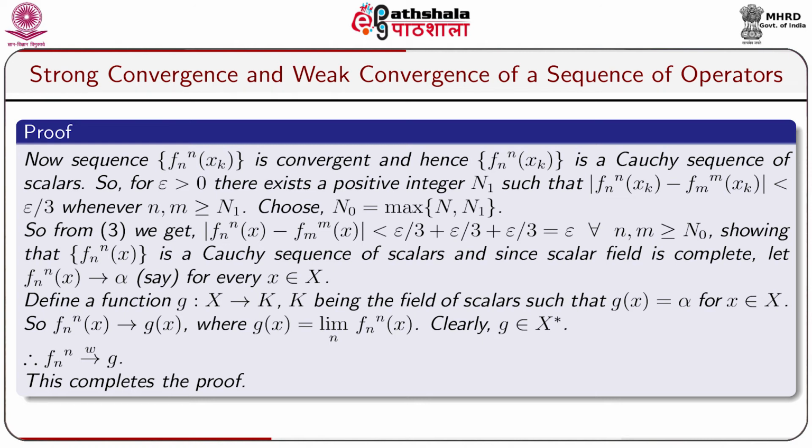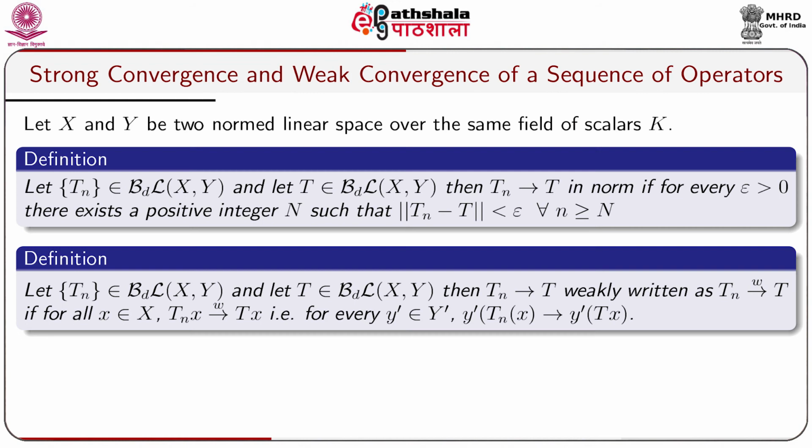This completes the proof. Up to this, in this module, we have learned many properties on convergence of a sequence of elements in a normed linear space. Now, we shall discuss convergence of a sequence of bounded linear operators. We shall define strong convergence, norm convergence, and uniform convergence of a sequence of bounded linear operators, and we shall study such convergence of bounded linear operators. With this, we are now going to study some further properties on convergence of a sequence of bounded linear operators. We shall now discuss strong convergence, weak convergence and uniform convergence of a sequence of bounded linear operators.